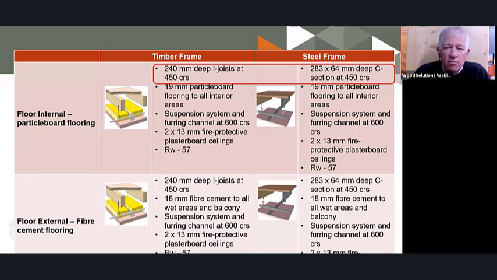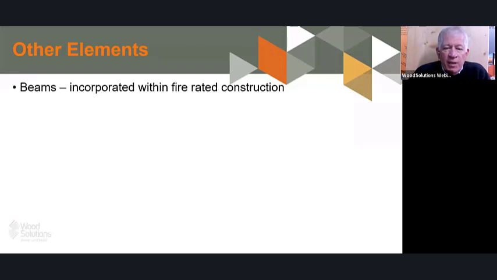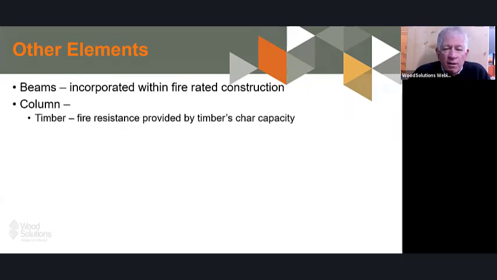This really makes it easier to see where the differences are. So there are beams, four beams, and there's a few of them used within the design. They were actually incorporated within the fire resistant construction of the floors, so there's no additional fire resistance for them. However, for the columns in the timber one, the timber char capacity meant they weren't additionally sized because of it. However, the steel one was actually fire protected with plasterboard.